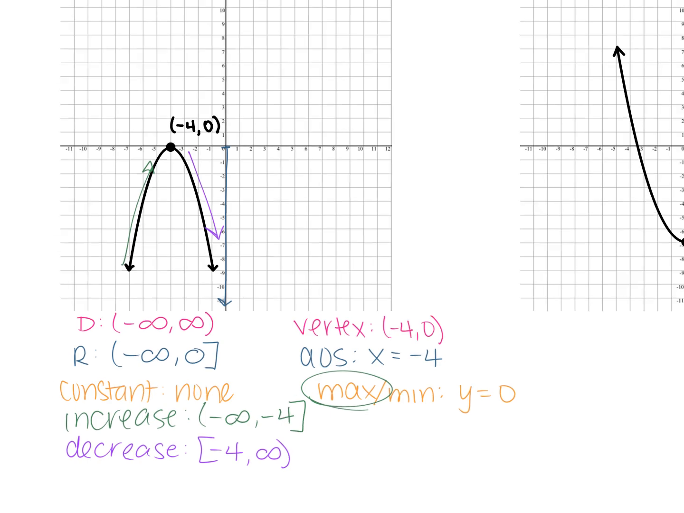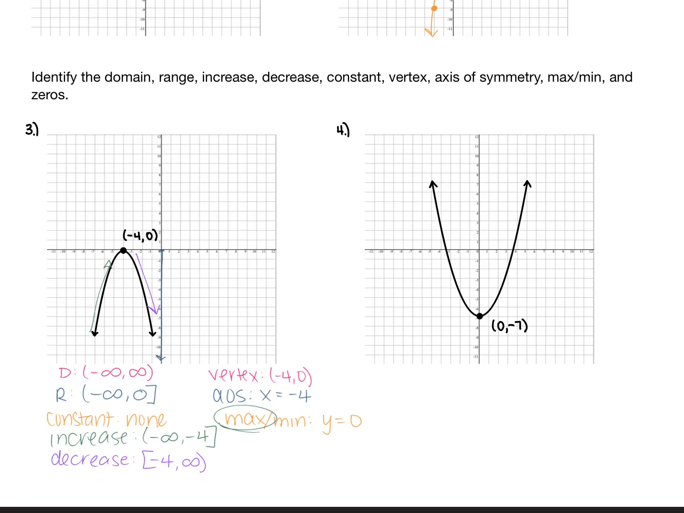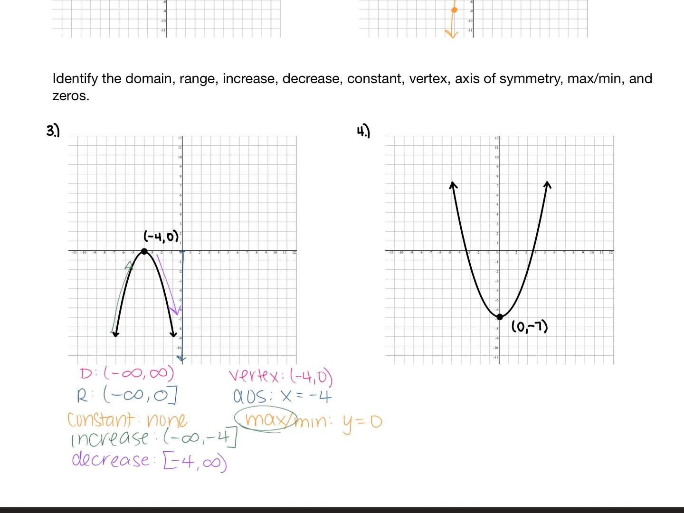From there, it asks you for your zeros. Your zeros on this are where that graph crosses or touches the x-axis, which is at negative 4. So that would just be x is equal to negative 4.